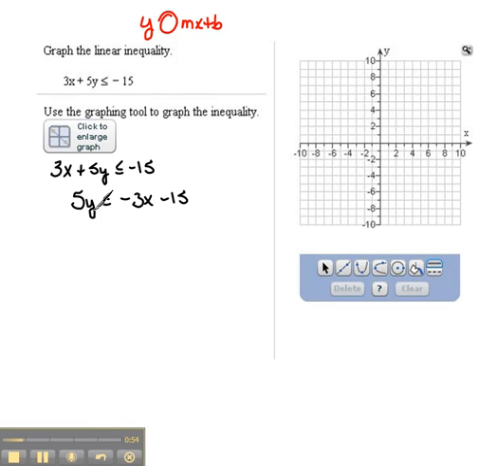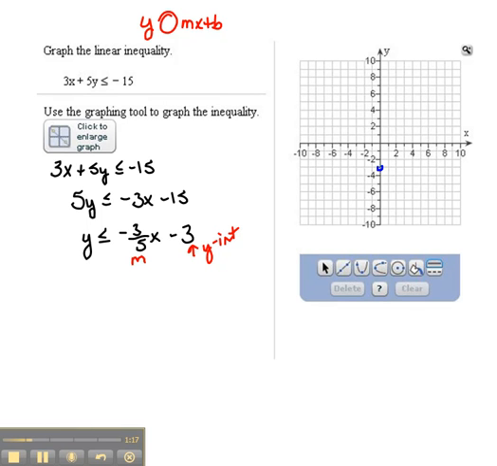Now I want y alone, so I'm going to have to divide both sides by 5 to get y is less than or equal to negative 3/5 x minus 3. Now that is in the proper form, and we can see our y-intercept, and we can also see our slope. So we're going to use those to go ahead and graph this first.